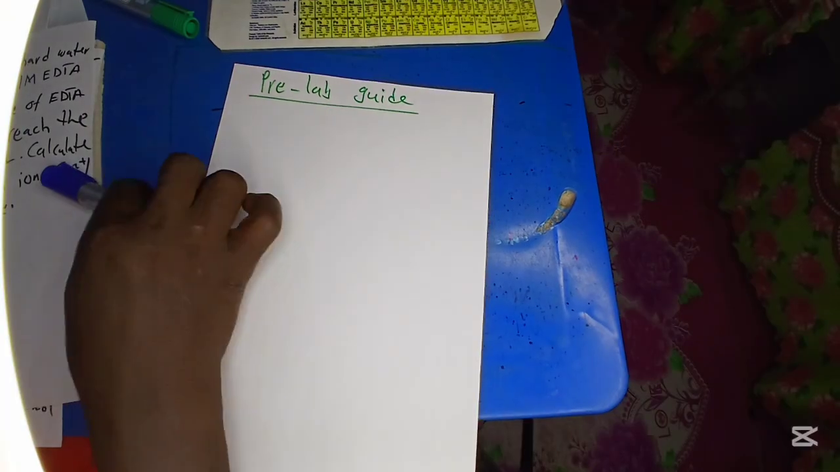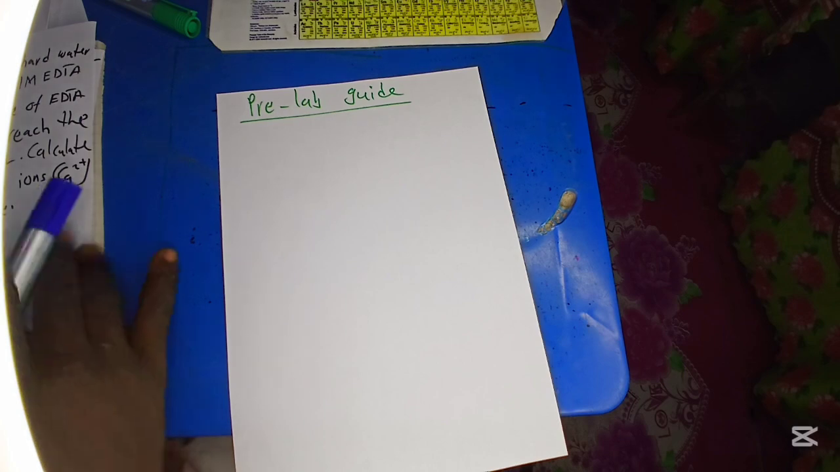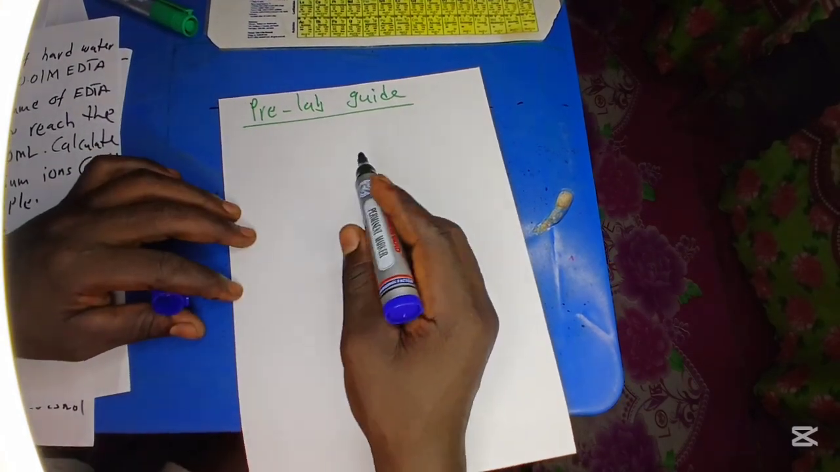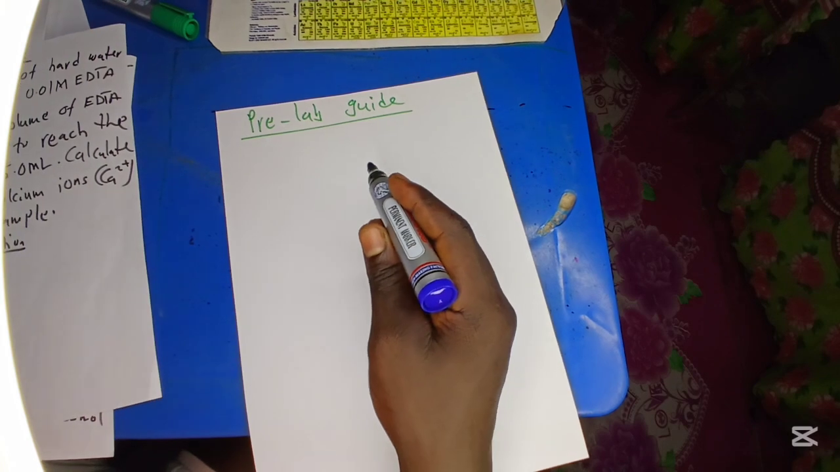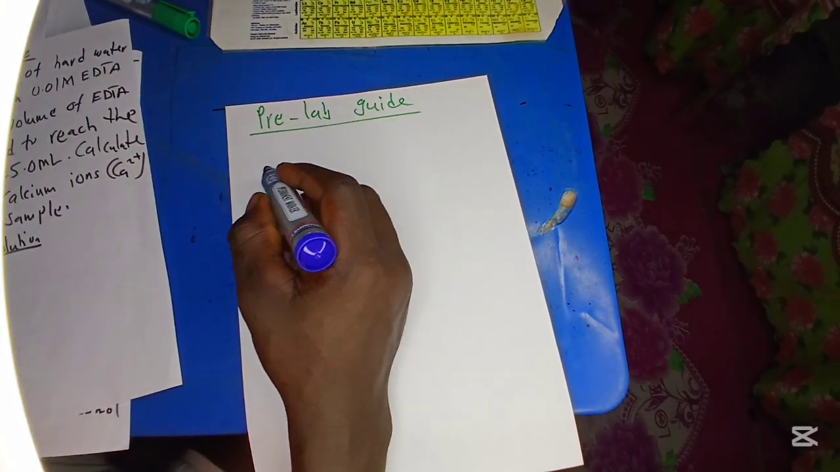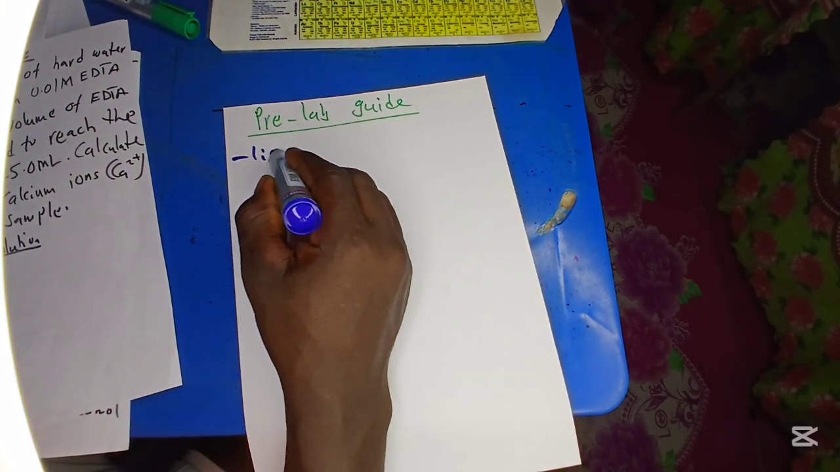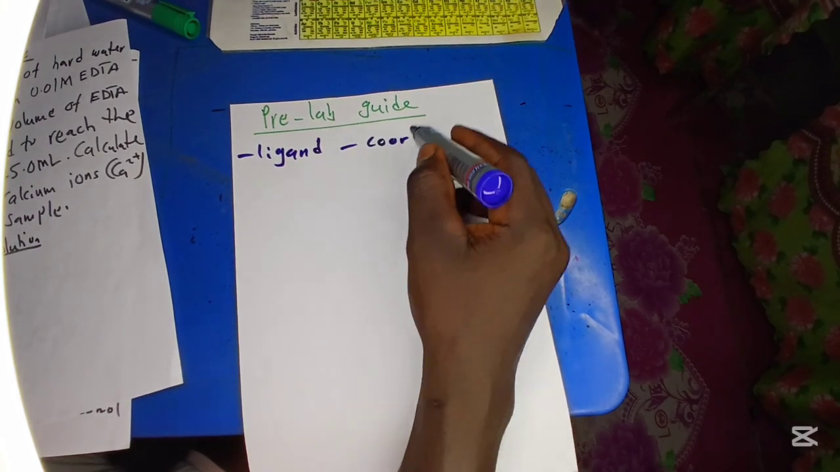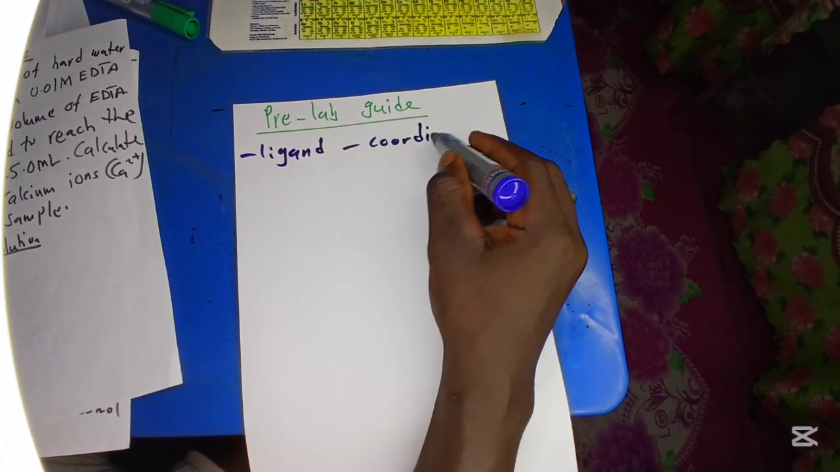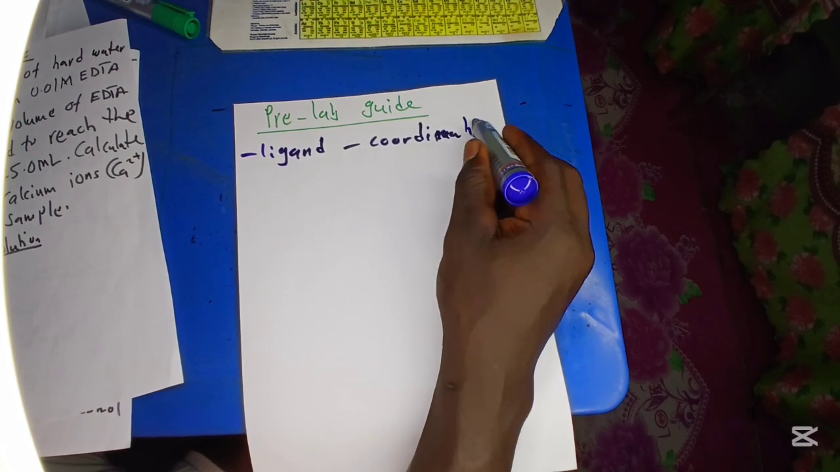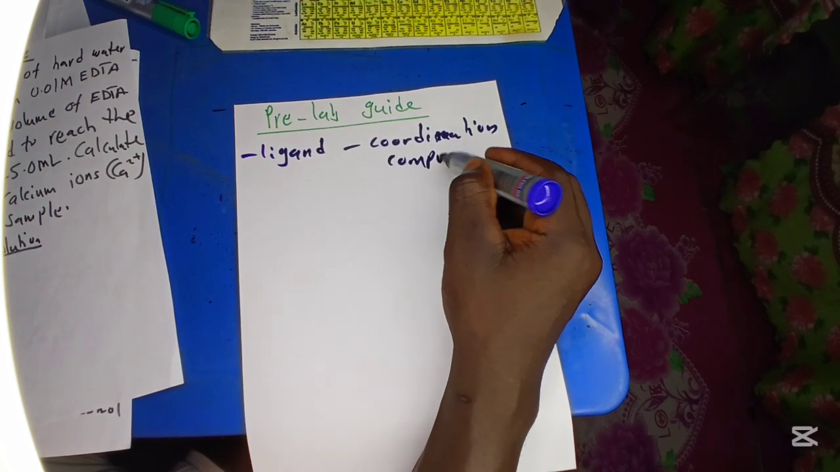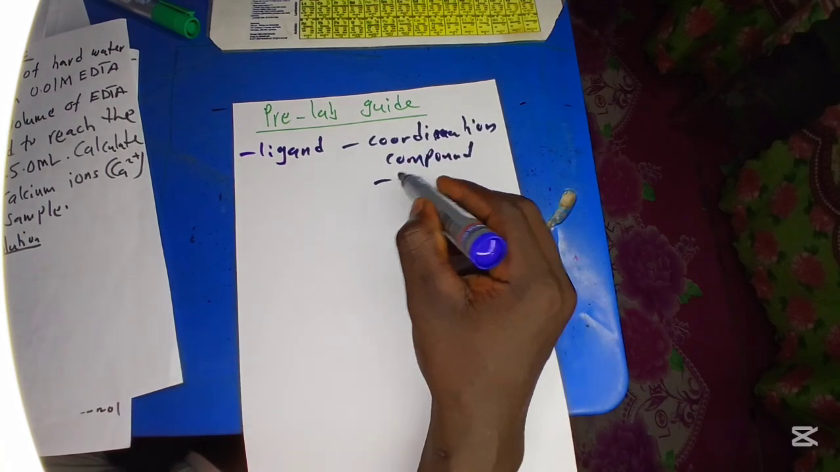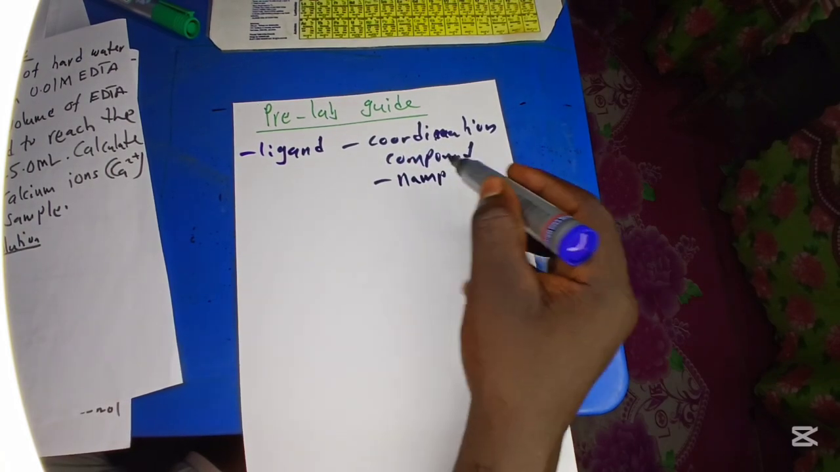So now let me take you through. Let me give you the pre-lab guide. For the pre-lab, I don't want to make the video all that length. So you have to know what ligands are. You should be able to define what a ligand is, and then coordination chemistry, I mean coordination compound. And probably you should know some naming, how to name some of the coordination complexes.